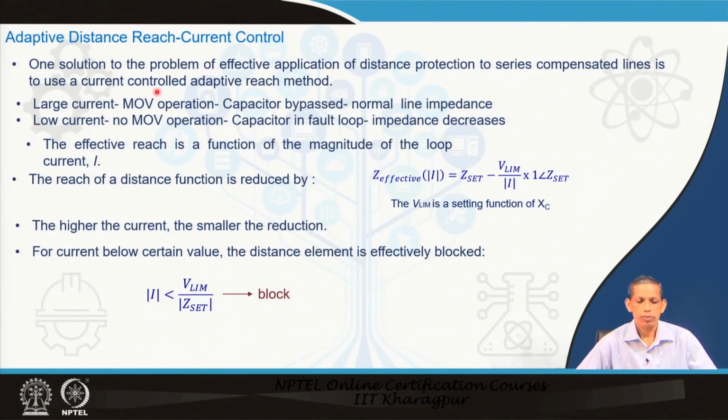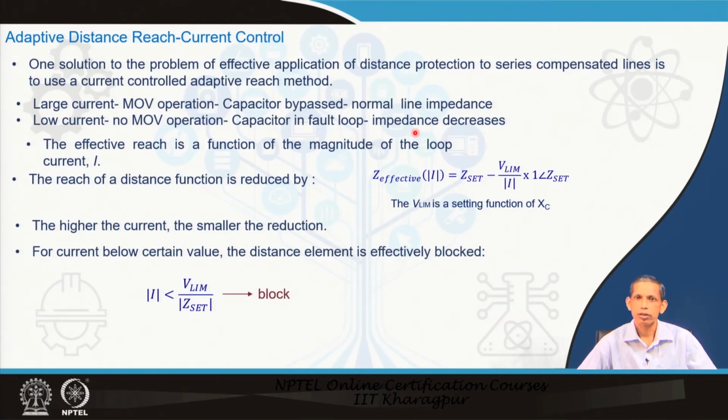In the first solution, in the earlier slide we noticed that the impedance as seen by the relay is a function of fault current. Large current means the capacitor is bypassed, small current means the capacitor is in the circuit, and intermediate means there will be a MOV and capacitor combination. So for large current, MOV operation, capacitor bypassed, the relay will see the normal line impedance, so the settings will be just like a normal line. For low current, no MOV operation, capacitor in the fault loop, impedance decreases.